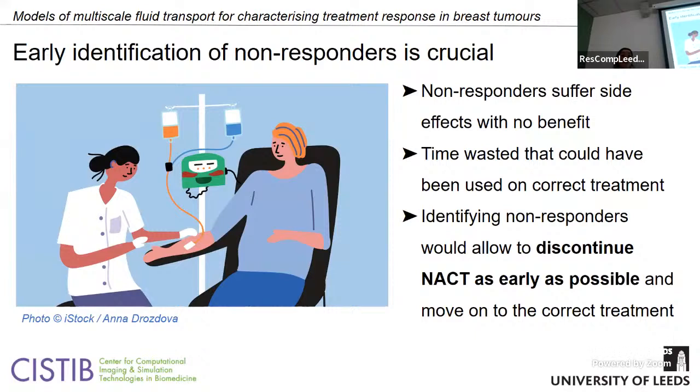So if you are one of these non-responsive patients, you're suffering the side effects of your chemotherapy regimen with no benefits. Chemotherapy is unpleasant. It has unpleasant side effects. Some of them can last. Some of them are irreversible. Some women become infertile. So it's really good to avoid going through a chemotherapy treatment if it's not going to work for you. The point of our research is to try and identify these non-responders as early as possible, so that instead of going through months of chemotherapy, we can just stop it and try another treatment.